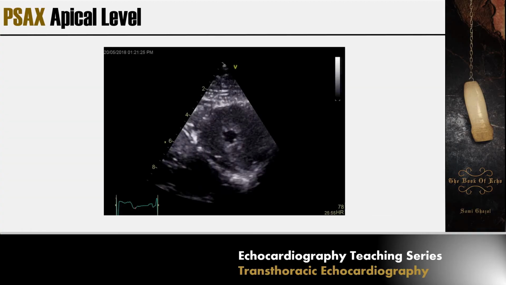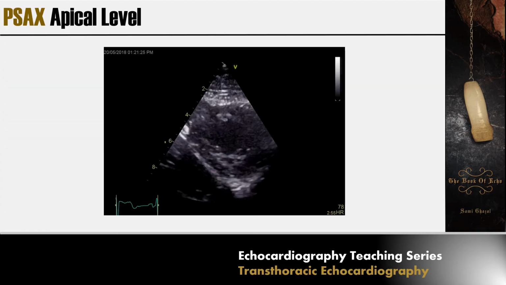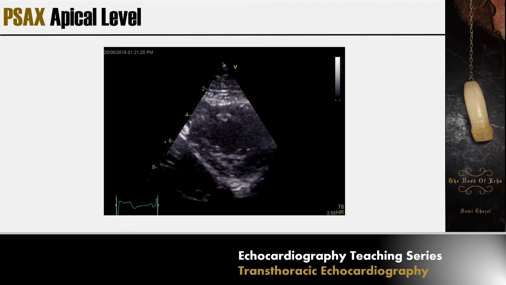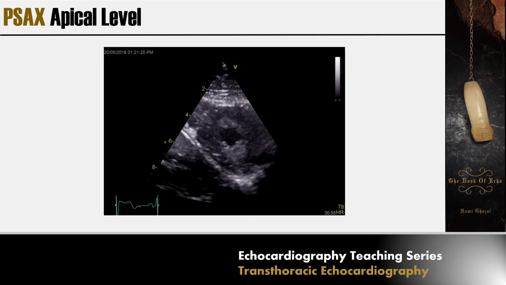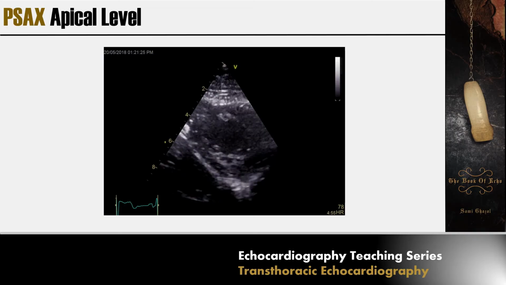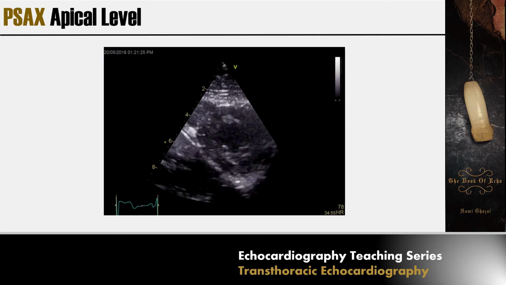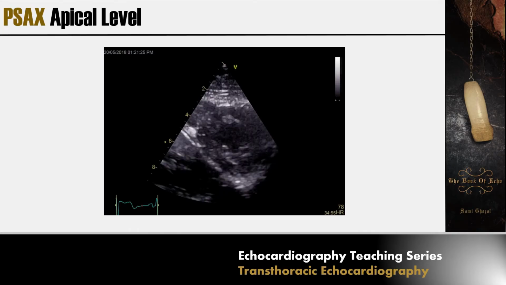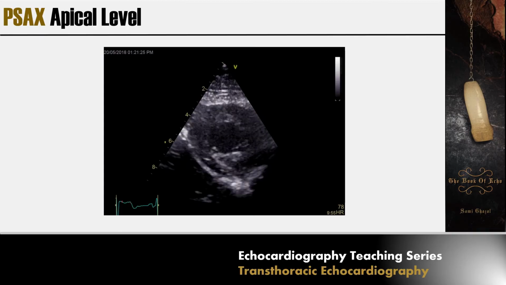Tilting further to the apex, you're going to see the short axis of the LV at the apical level. Again, if you don't see a perfect circle, you might need to move the probe one intercostal space down and toward the apex.